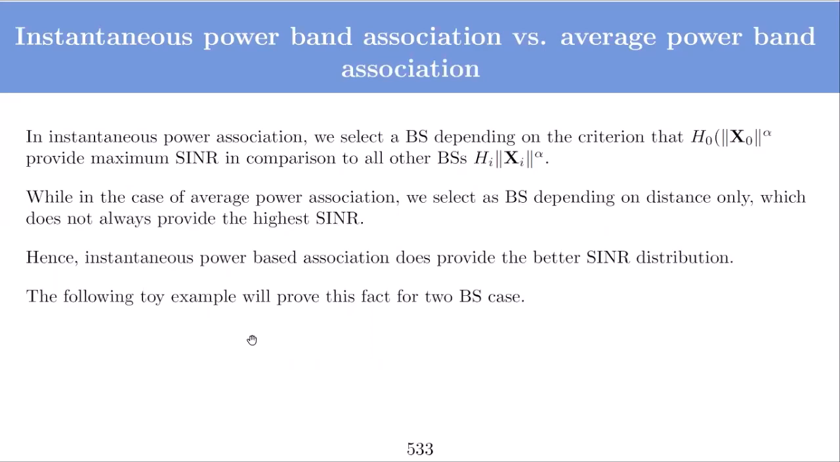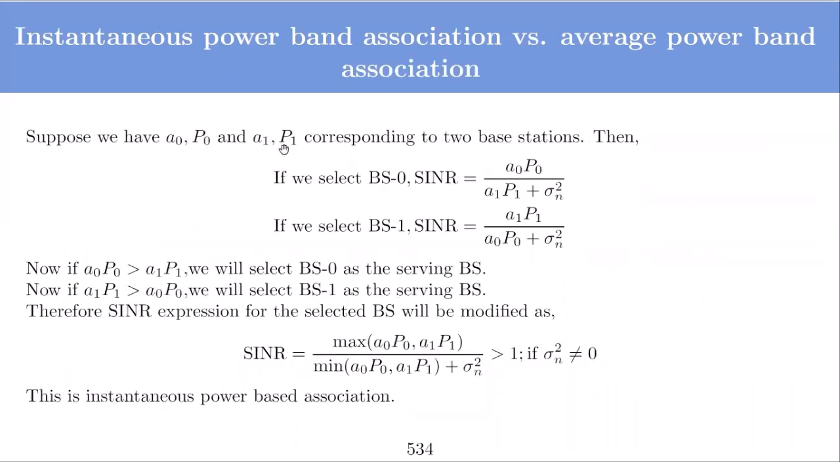The following example can show you this fact for the two cases. If you take two base stations, suppose A0 is the fading and P0 is the average power for the first base station. Similarly, A1 is the fading and P1 is the average power for the second base station. If you select base station 0, the SINR would be A0 P0 upon A1 P1 plus sigma square. And if you select base station 1, the SINR will be A1 P1 upon A0 P0 plus sigma square. So in the instantaneous power based association, if A0 P0 is more than A1 P1, you select base station 0. Otherwise, you select base station 1.